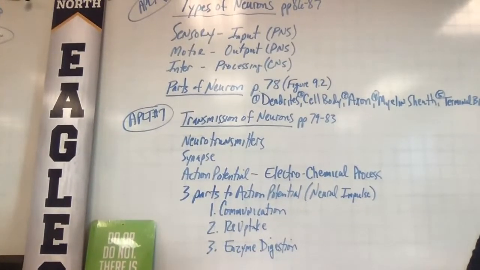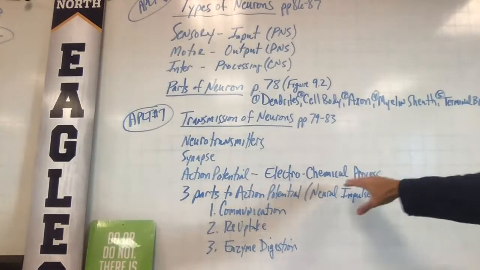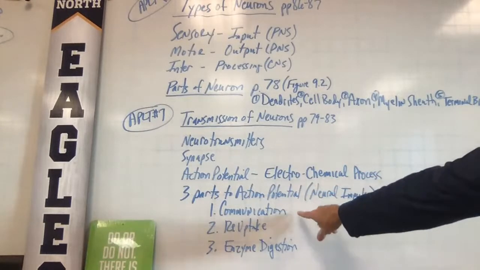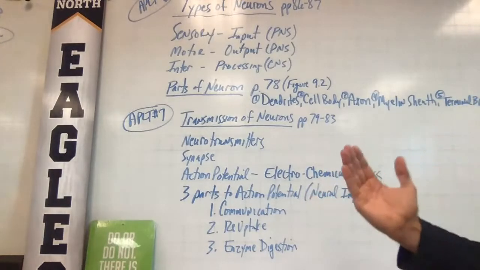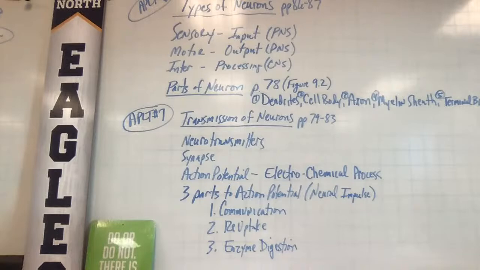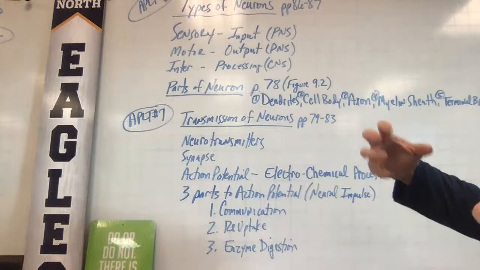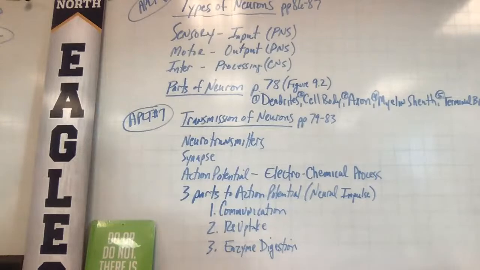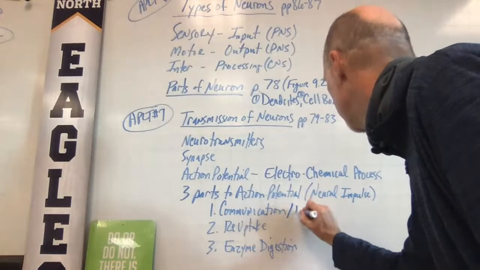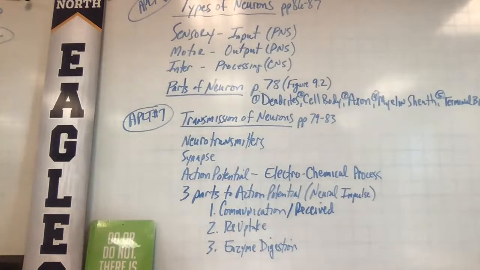So when action potential occurs, so when electricity goes through the neuron and then releases neurotransmitters, first thing I have is communication. So the neurotransmitters are released into the gap. And then you have neurotransmitters floating throughout the synaptic gap. They are then communicated or received by the receiving neuron.